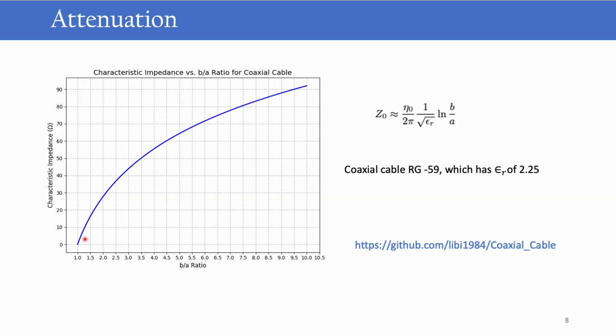This is the plot of the characteristic impedance for the coaxial cable RG59, where epsilon r is 2.25, and I have stored the Python script for this plot in this GitHub. If anyone is interested, you can download it from there.